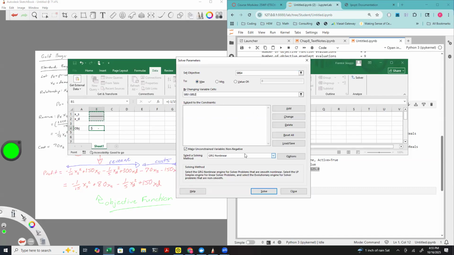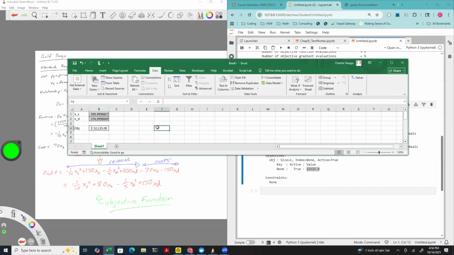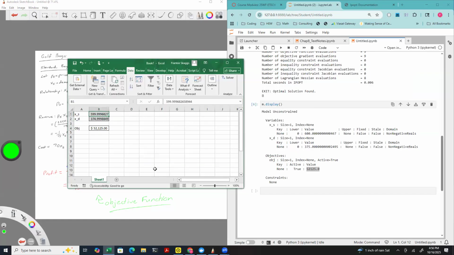There are no constraints, and this is probably the biggest part: usually we would have said GRG Nonlinear and changed to Simplex LP, but now we are going to leave it on GRG Nonlinear for the majority of the night. So if I just solve this, it has converged to the current solution. All constraints are satisfied. Well, there weren't any constraints, so that wasn't terribly bad. And looky here, we basically have the same results on both of them. X of S right at 600, X of D right at 375, resulting in a profit of 52,125. There are subtle differences at the end of both of those solution processes, basically flipping around on the solvers a little bit at the end for this nicely behaving problem.